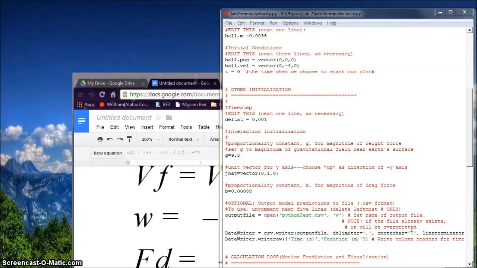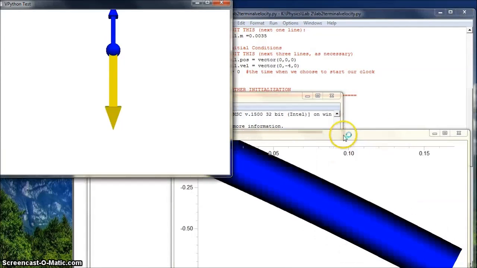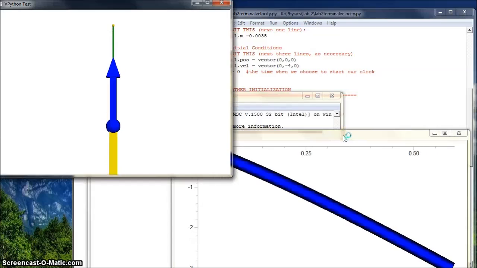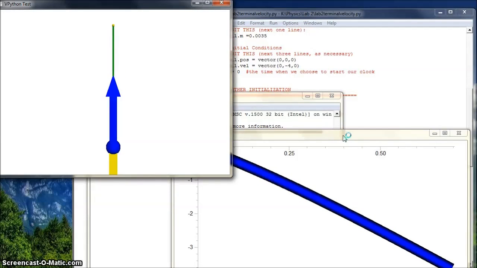However, the ball would reach that terminal velocity faster if it was thrown downwards instead of just being dropped from rest. Now we can see that in this computational model here. As it continues to go downward, it eventually reaches terminal velocity because the drag force arrow equals the gravitational force arrow. And we can also see that it reaches that quicker than if it was just dropped from rest.